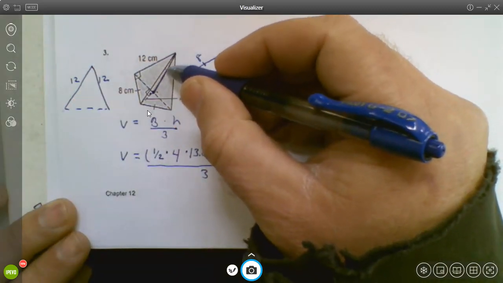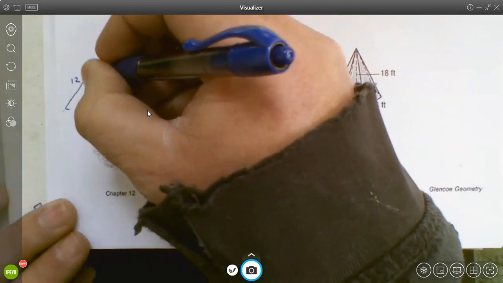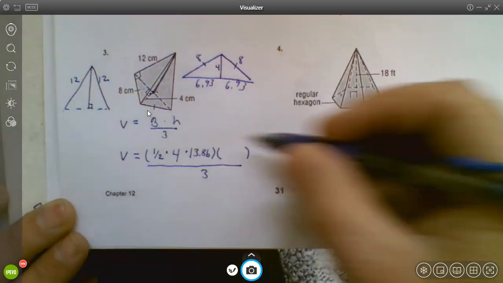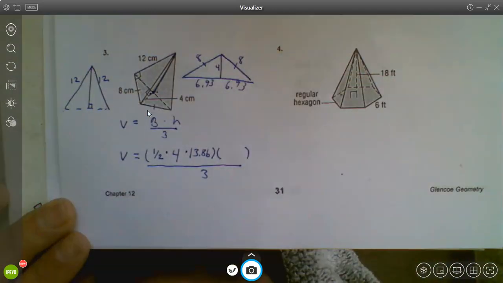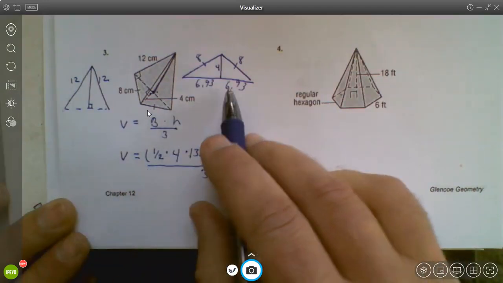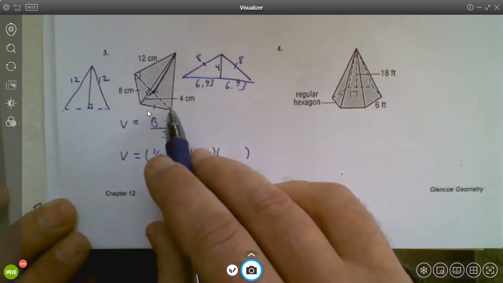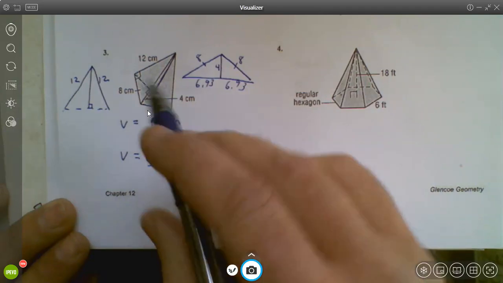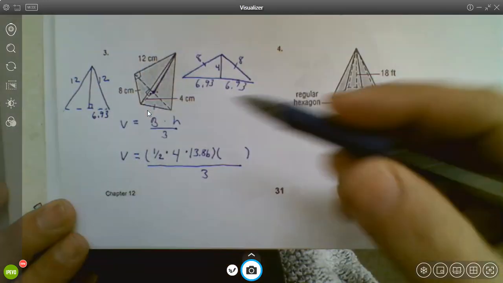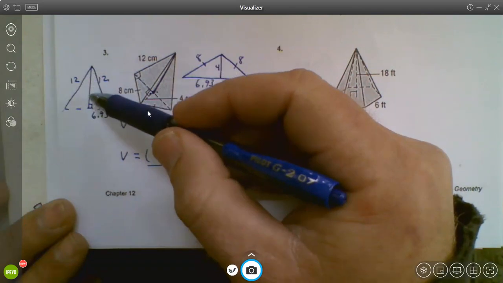So this blue line that I drew down the middle is what we need. This would be the vertical height of this pyramid. And that's what I'm solving for in order to finish off our formula. So what do we know so far? We do know that from here to here, as we just discovered, is 6.93. And now we can do a little Pythagorean theorem here in order to get the vertical height of our pyramid.